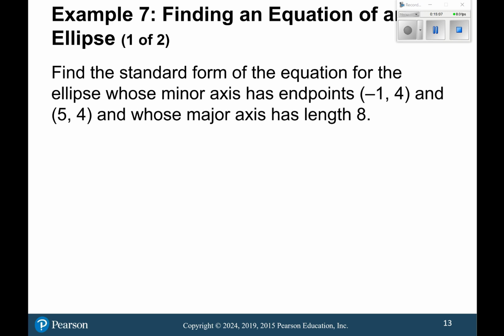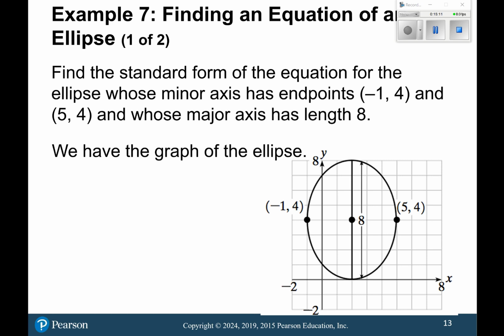The major axis has got to be bigger than 6. In this case, it's 8. So if we plot the points that they're telling us here, negative 1, 4 to the left, positive 5, 4 to the right. That gives us a total distance of 6, which means this length is 3 and that length is 3. If they're telling us the major axis has a length of 8, that means 4 spaces this way, 4 spaces that way.